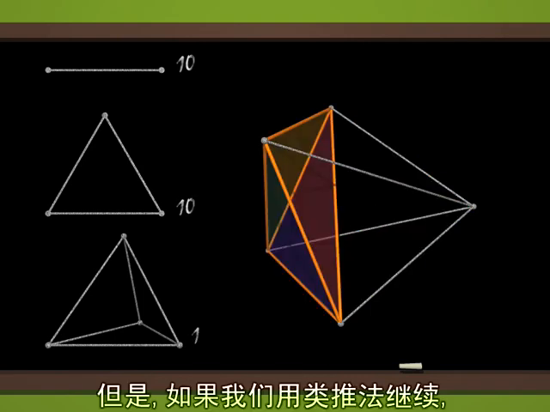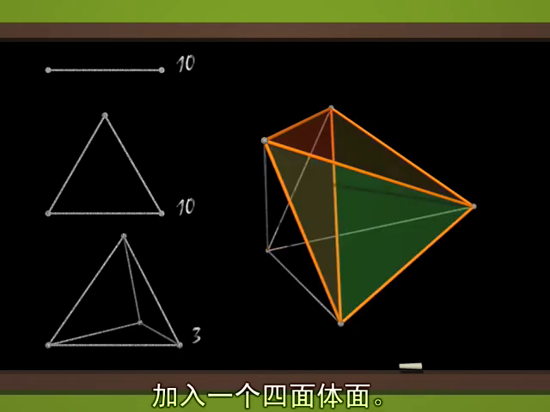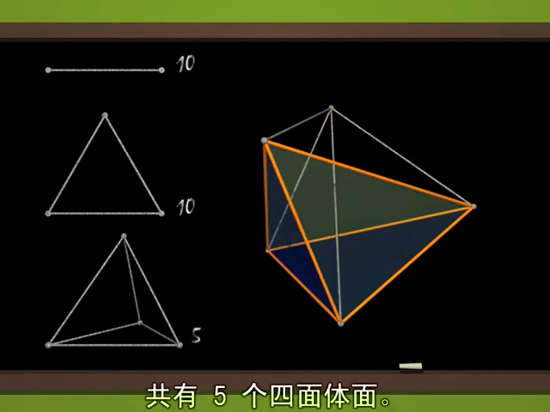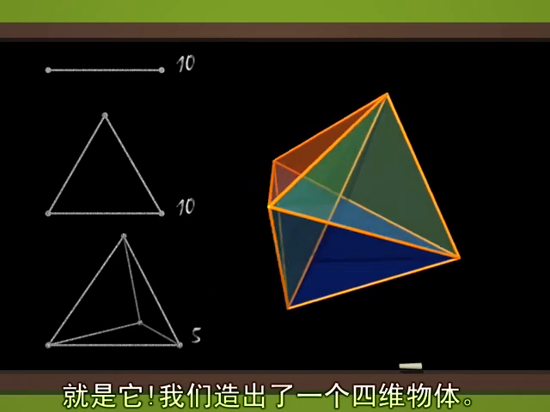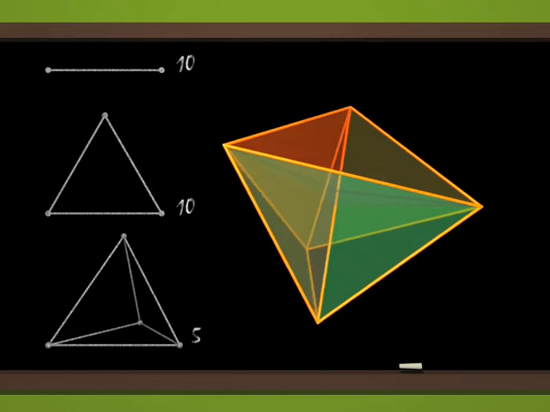But if we keep going, by analogy, we have to add a tetrahedral face for each 4-tuple of vertices. There are 5 of them. That's it. We constructed our 4-dimensional object. We'll call this the simplex.